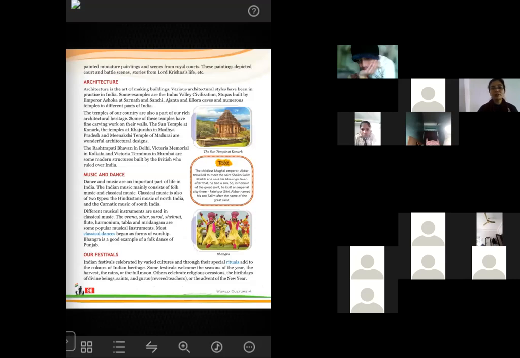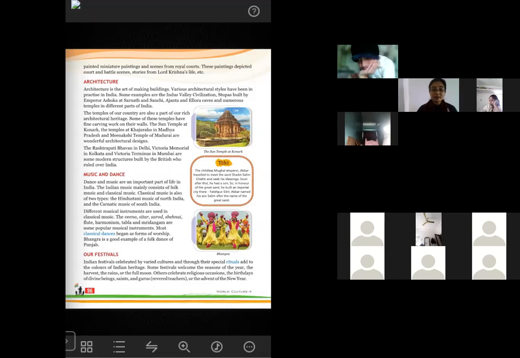painted miniature paintings and scenes from royal courts, and the paintings depicted court and battle scenes, and stories from Lord Krishna's life. From Lord Krishna's life stories, we can see in many paintings what he did during his lifetime, the different short stories of Lord Krishna's life, and the battle scenes. Many battles and wars happened at that time.